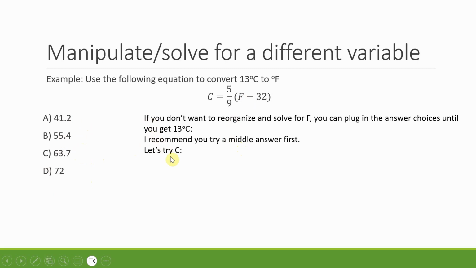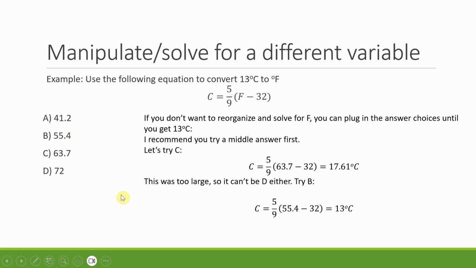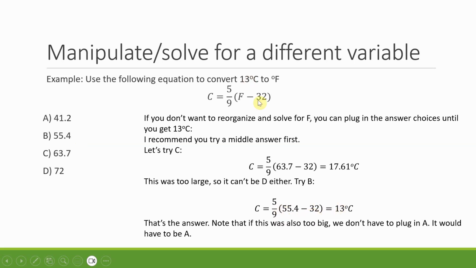So let's try C. So if I plug in that 63.7 for F, which is right here, we'll do the parentheses first, then multiply it by 5/9, or just put it right into your calculator. You get 17.61 degrees Celsius. So that's not 13 degrees Celsius, so it's not going to be 63.7. So if C is too large, then D is too large. So I just got rid of 2 answers right there. Then I can go try B. So here, I plug in the 55.4, put it into my calculator, and I get 13. That's what I wanted, so that's my answer.